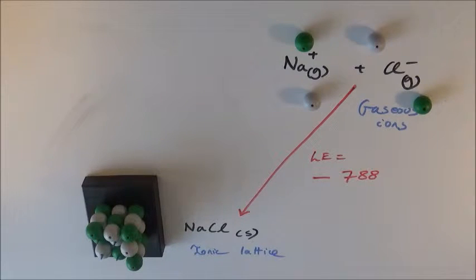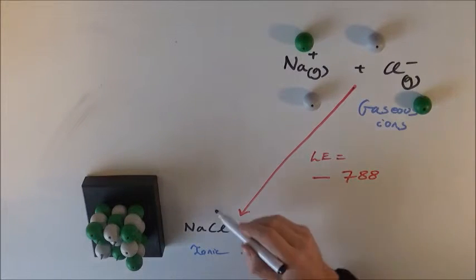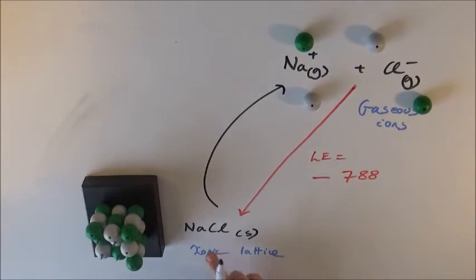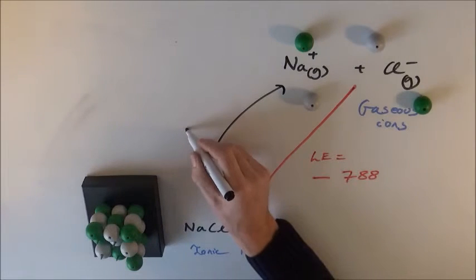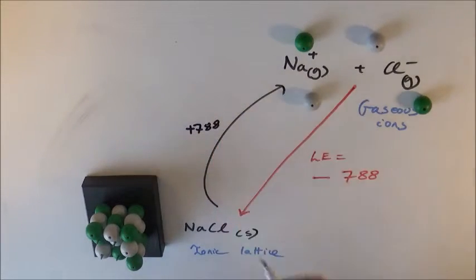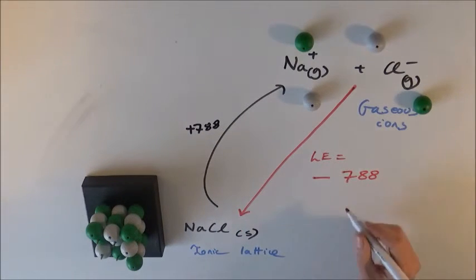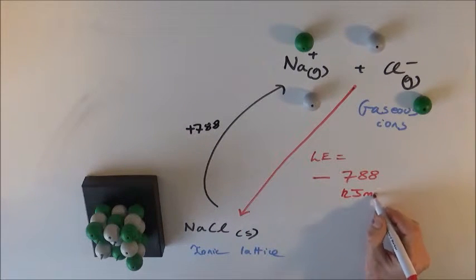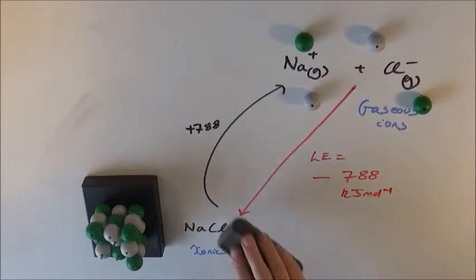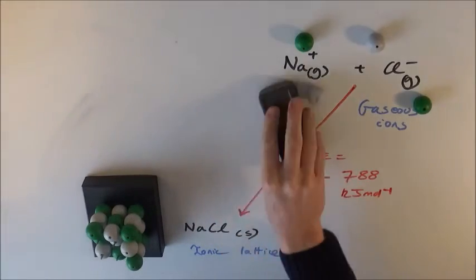Okay, now while we've got this diagram, and before I go on, it's a nice way of seeing also how, if we wanted to break apart this lattice and convert sodium chloride to its ions, we would have to put in energy, so 788 kilojoules per mole. So I'll put the units on here, kilojoules mole to the -1. So that would be the lattice dissociation enthalpy, but we're not concerned with that at the moment.